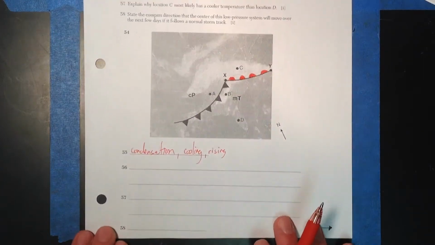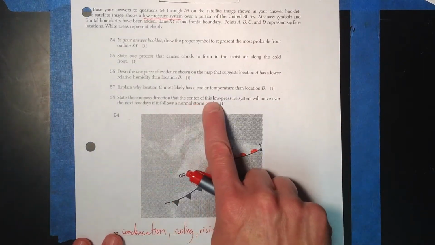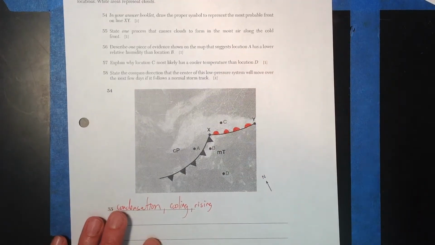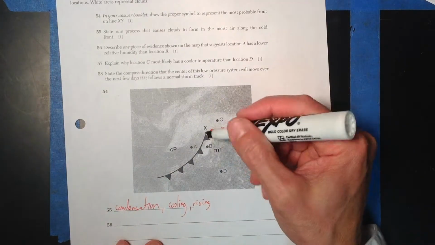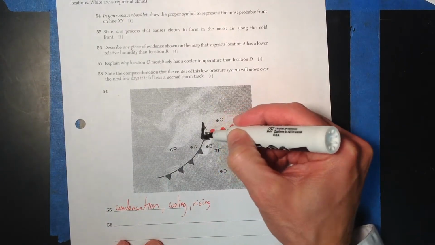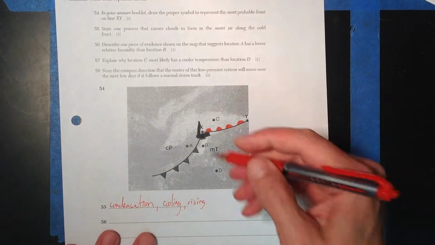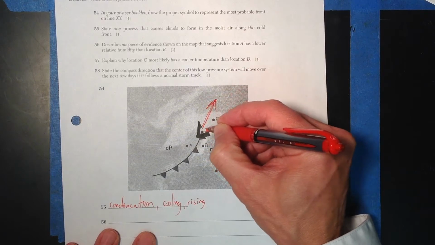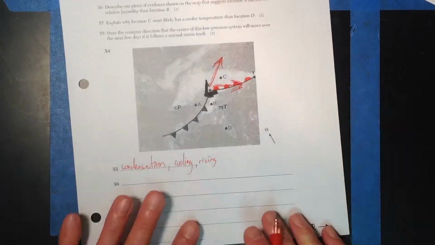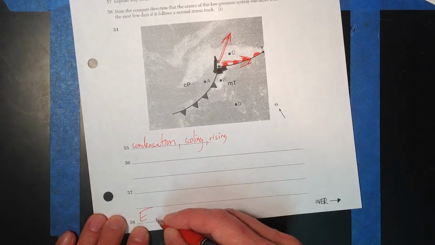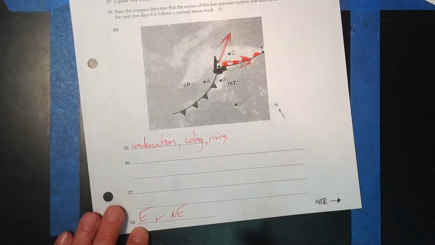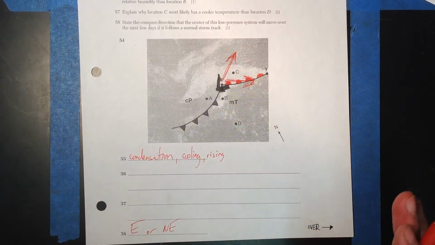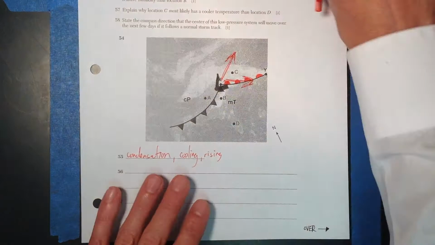But those are some of the answers. That was 57. 58. State a compass direction the center of this low-pressure system will move over the next few days if it follows a normal storm track. So this low-pressure center, this is the low right here, kind of where they meet. That's where the low would be. How's it going to move? It's going to move kind of somewhere from here to here. Okay? So the best answers here would be east or northeast. That is the way weather moves in the U.S. East or northeast is really the answer. One of those two is good. Anything else is not really going to work.